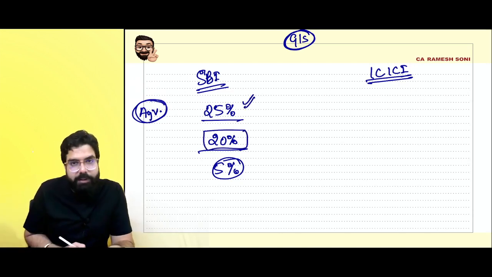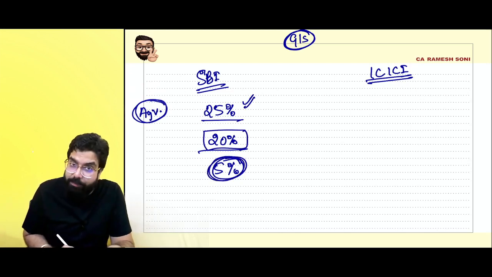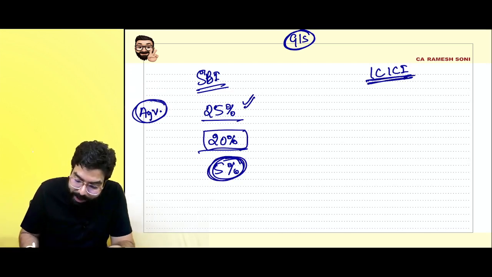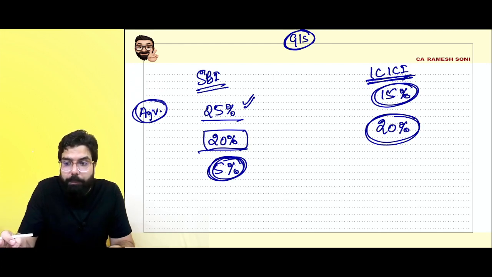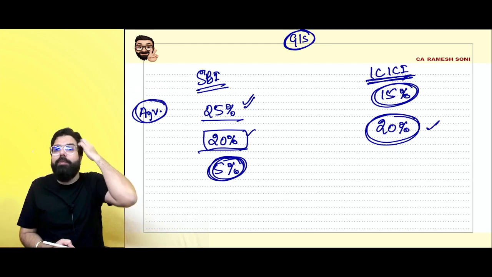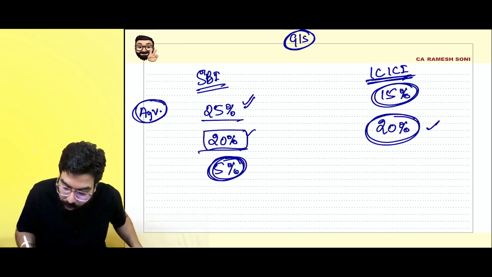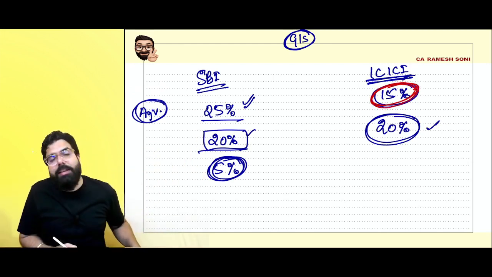The requirement was only 20%, so SBI gave 5% extra. ICICI has given only 15% loans to the priority sector, which means they have defaulted because 20% is the minimum requirement. I'm telling this only for classroom purposes; these figures are only for the classroom and actual figures will be different. So they defaulted. In this scenario, what happens?